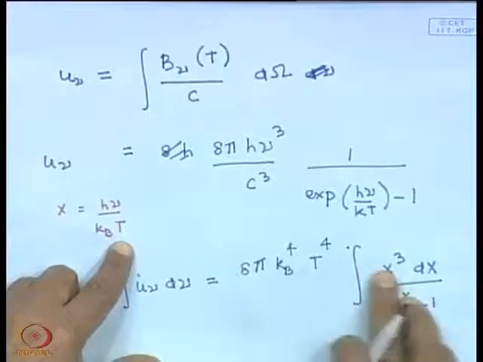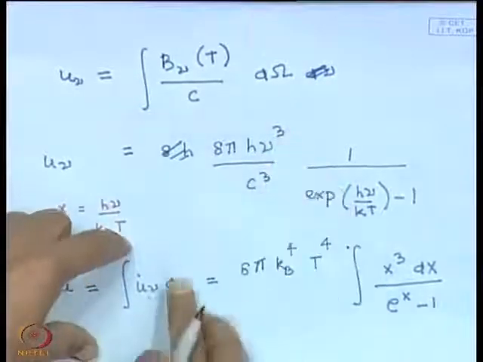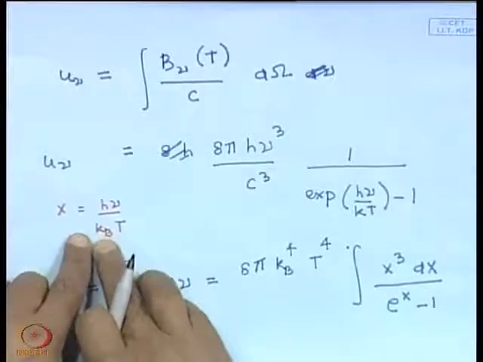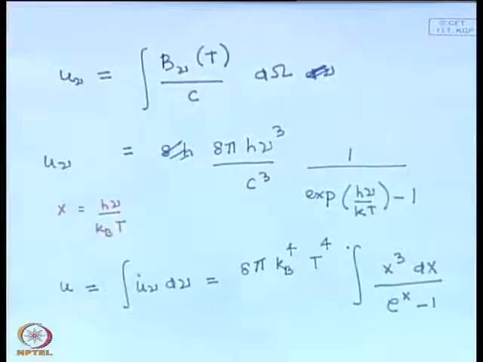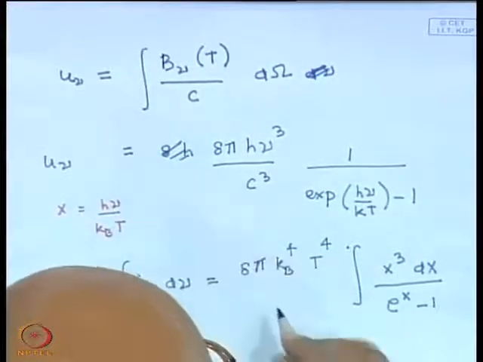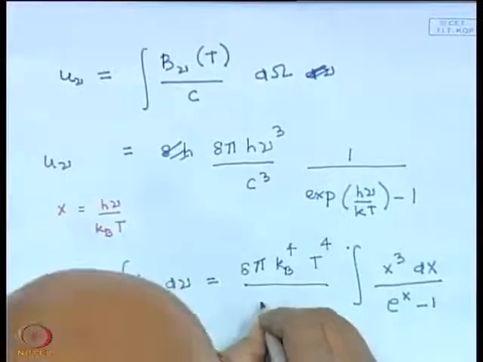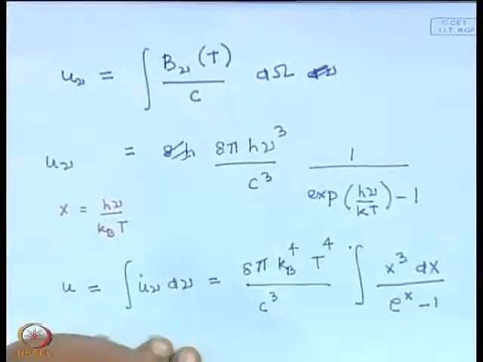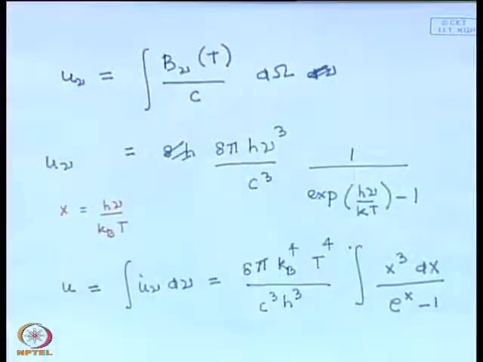right, because we have 4 x's over here, we had nu cube and d nu over here. So I want to convert them into x. So I have to multiply this with kbT by h to the power 4. So I have this, and in the denominator I will have c cube and I will have h to the power of 3. One power of h is cancelled out with this, okay.